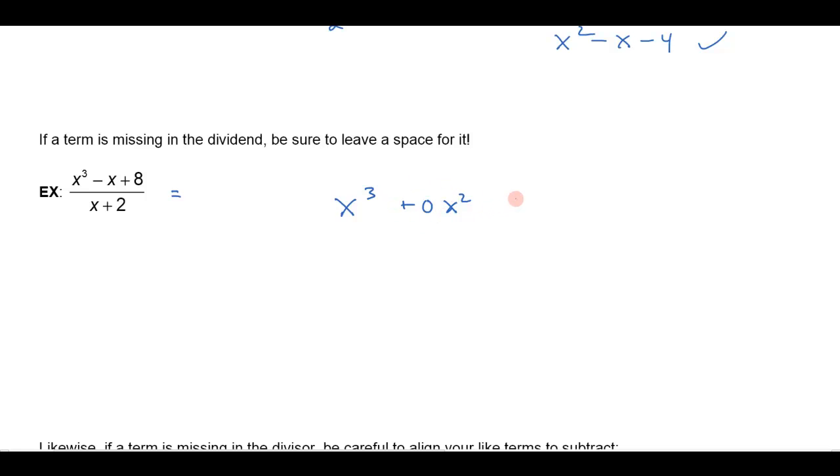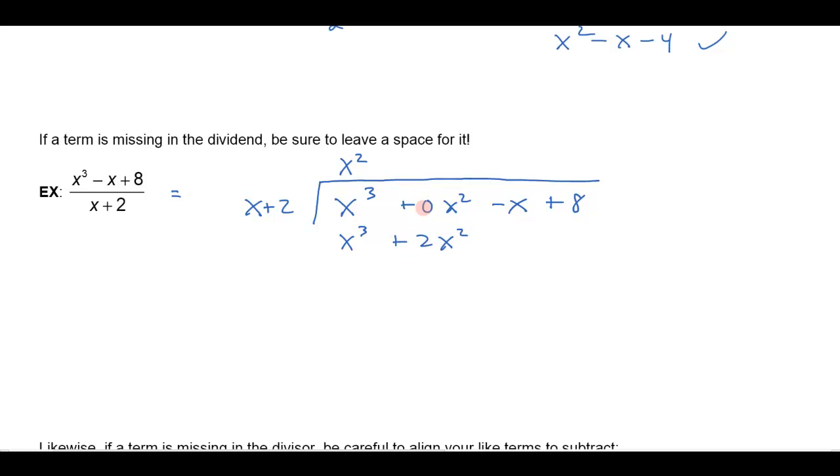You don't have to put that in as long as you understand that there's that term missing. Okay? So let's go ahead and divide by x plus 2. X goes into x cubed, x squared times. So multiply by the whole divisor there. This is x cubed plus 2x squared.